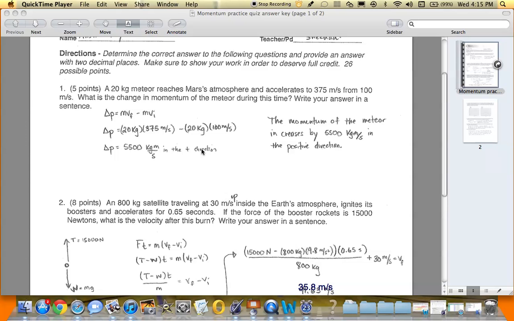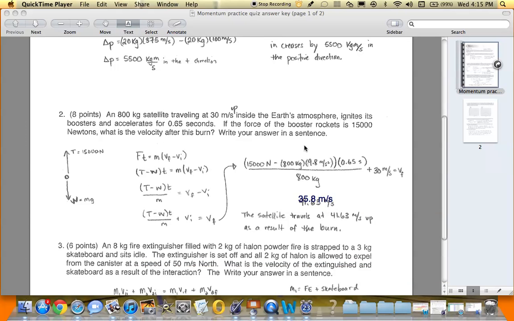Now, I put in the positive direction because I didn't really specify what direction it was going in, but you do know that it's increasing. So a way of writing it in a sentence is the momentum of the meteor increases by 5,500 kilogram meters per second in the positive direction. It's gaining that much. Okay?